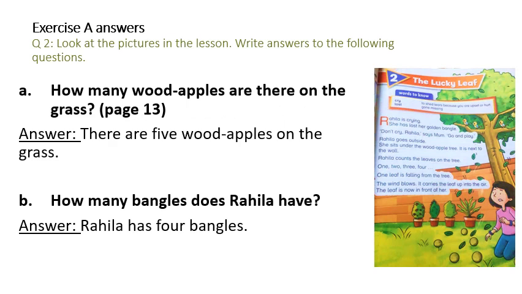Exercise A, question number 2. Look at the pictures in the lesson. Write answers to the following questions. Part A is, how many wood apples are there on the grass? And the answer is, there are 5 wood apples on the grass. Number B is, how many bangles does Rahila have? Rahila has 4 bangles. I can count 4 bangles on her arms.